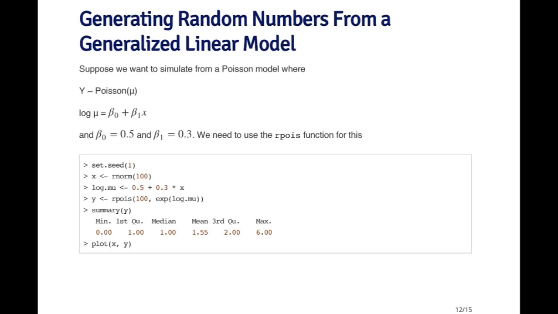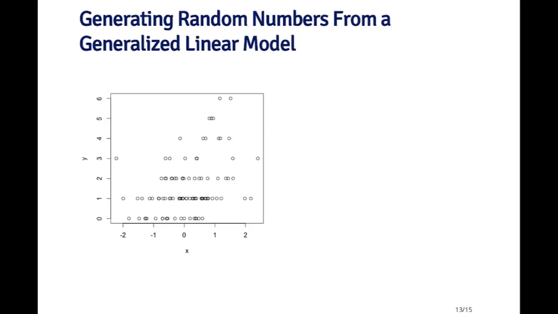When we summarize this, you'll see that the mean is about 1.5, and it ranges between 0 and 6. When I plot this data, you'll see that they look like Poisson data, and that there's clearly a linear relationship between x and y. As x increases, the count for y generally gets larger, but the data are still count variables here.